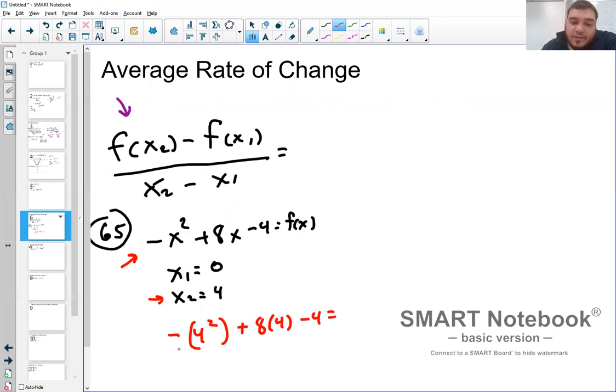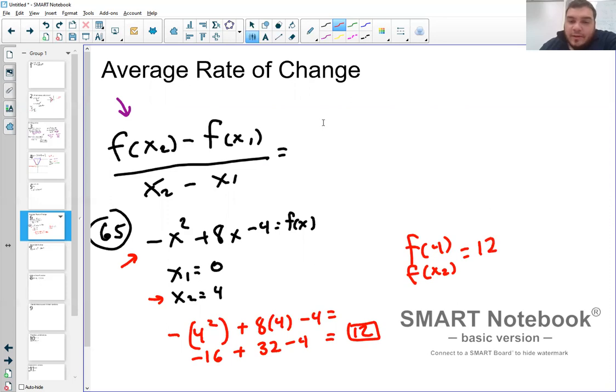-4 squared is going to be 16, but it's a -16. Plus 8 times 4, 8, 16, 32. Minus 4, which means it is 12. So f of 4, which is, by the way, the same thing as saying f of x sub 2, equals 12. So I finished the first part, which is 12 over here.